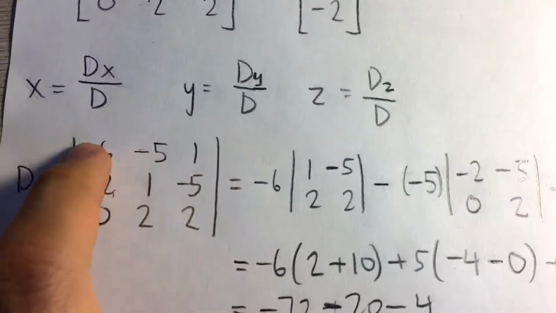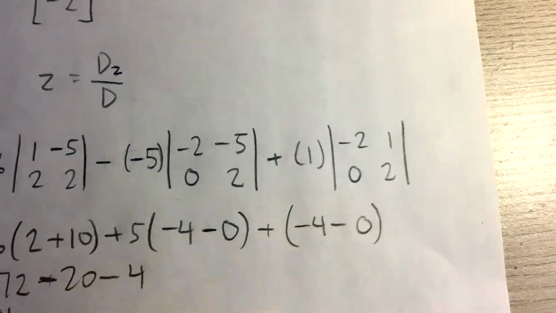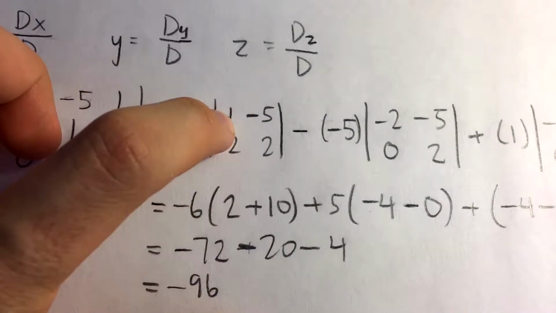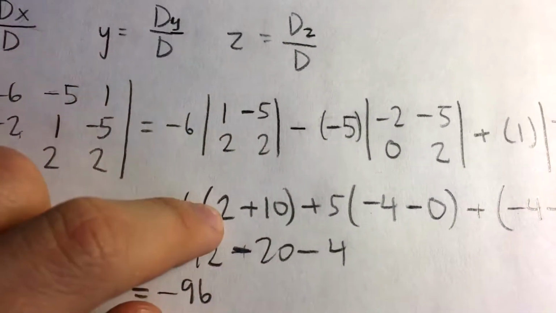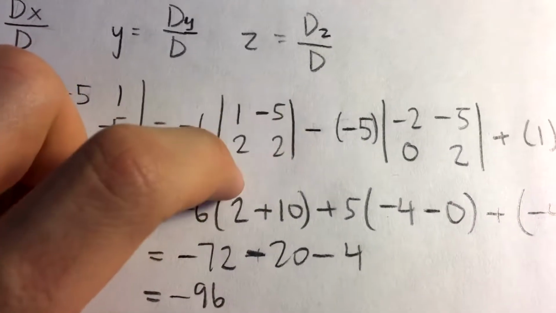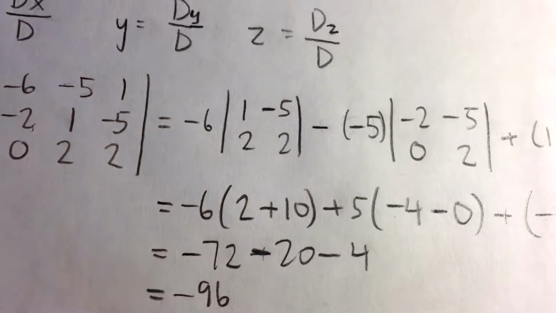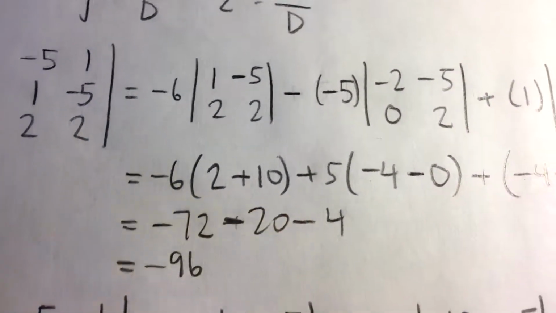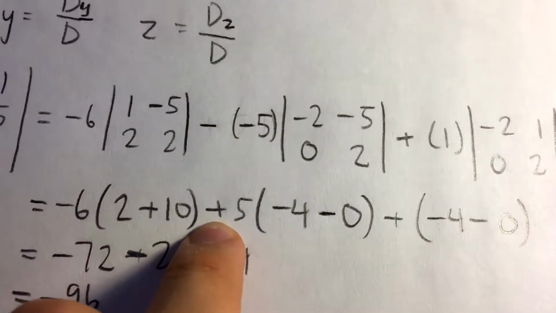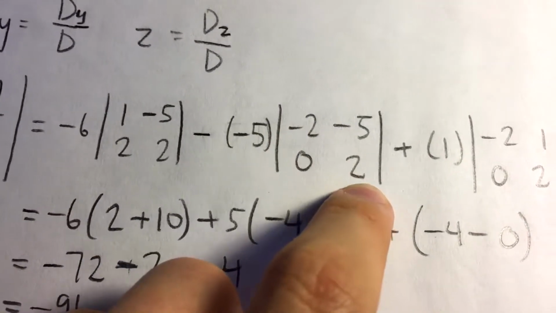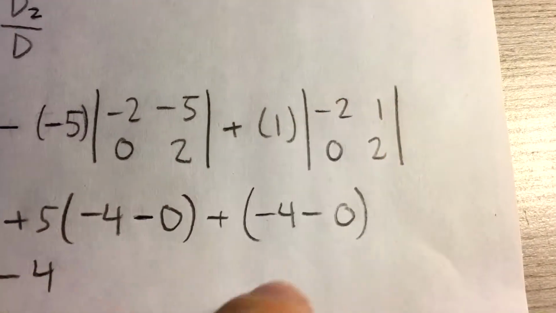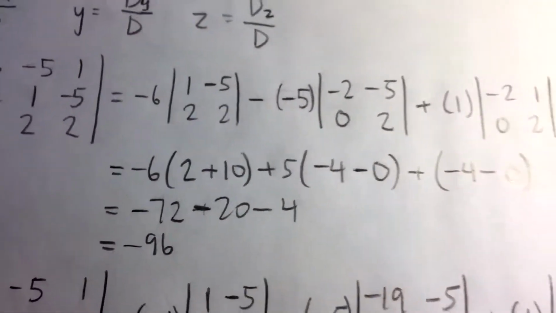And so if we cross out the row and column, we're left with negative 2, 1, 0, 2, just like that. And so to find the determinant of this 2 by 2, we multiply this diagonal, which is 2 times 1, which is 2, and subtract the multiplication of this diagonal, which is negative 10. So 2 minus negative 10 is 2 plus 10, so that's what I have here. Similar idea, we'll have minus 5, so it's plus 5. Here I have negative 4 minus 0. And here I have negative 4 minus 0 as well. And so here's what I have.